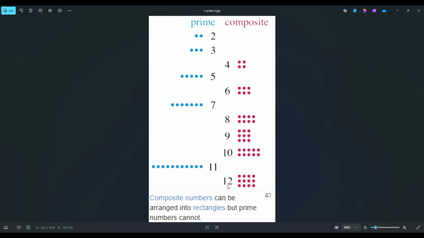That means we can divide 12. Other than 1 and 12 itself, we can divide by 2, 3, 4 and 6. So that's why 12 is a composite number. Whereas 11 cannot be divided. It can be divided only by 1 and 11. That's why 11 is a prime number.